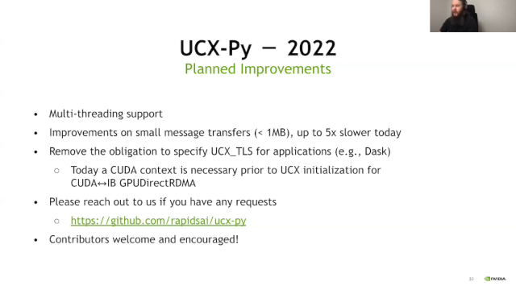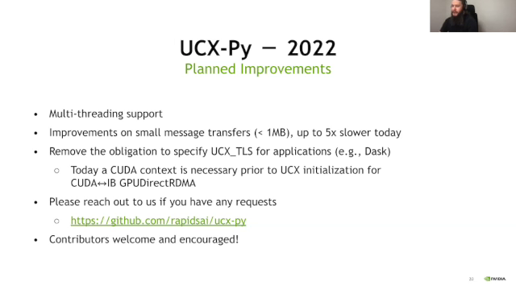One of the main weak spots of UCX-Py today is the transfer of small messages, often smaller than 1 megabyte in this situation I'm referring to. They can be up to 5 times slower than a pure C implementation based on the UCP interface, and we definitely need to improve it.